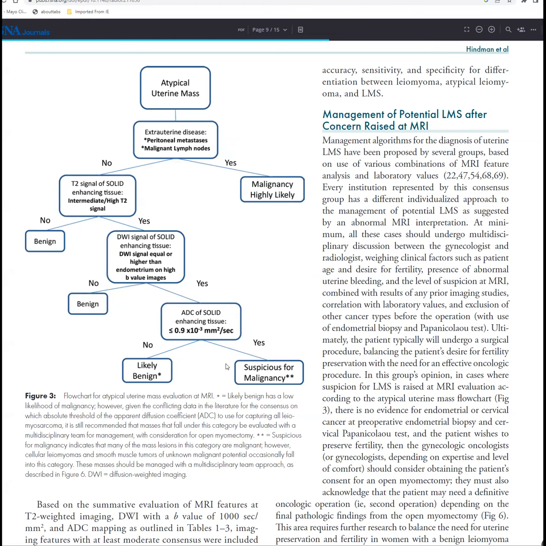And the accuracy is supposed to be above 90% using this flowchart, according to the paper.